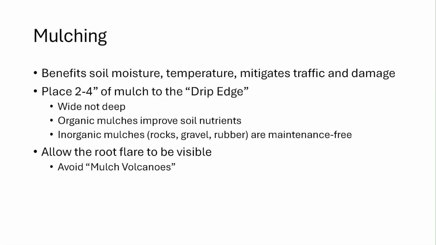We want to do wide and not deep, so really only 2 to 4 inches of mulch, and try to focus right around the drip edge, which is the edge of the canopy. And you can do organic mulches, which have to be refreshed, but they decompose and add nutrients to the soil, or inorganic mulches, which wouldn't require any maintenance.